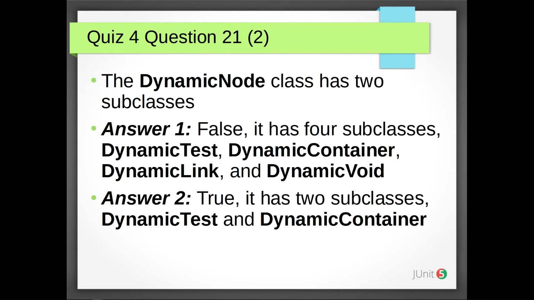Quiz 4, question 21. The DynamicNode class has 2 subclasses. Answer 1. False. It has 4 subclasses: DynamicTest, DynamicContainer, DynamicLink, and DynamicVoid. Answer 2. True. It has 2 subclasses: DynamicTest and DynamicContainer. Well, since in the previous question I kind of gave it away, you know that the correct answer is 2. True. It has 2 subclasses: DynamicTest and DynamicContainer. DynamicContainer is the container for dynamic tests. And the DynamicTest is contained in a DynamicContainer.